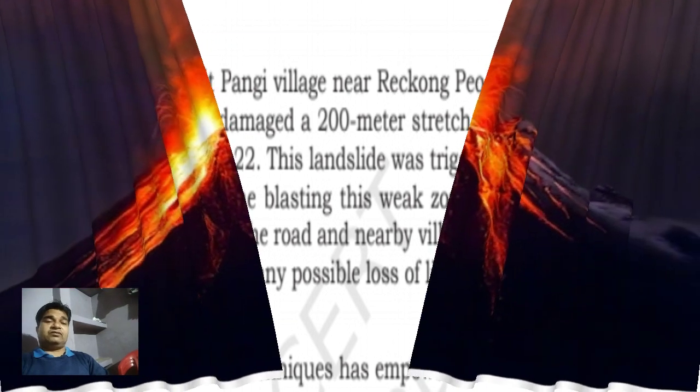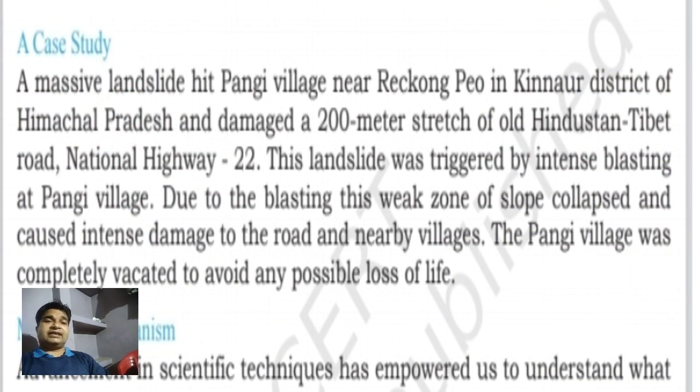So let's continue with the book. A case study about landslides. A massive landslide, massive means very big, hit Pangi village near Reckong Peo in Kinnaur district of Himachal Pradesh. So we are seeing one example of a landslide, and it damaged a 200-meter stretch of the old Hindustan Tibet road. I showed you in the beginning itself how the road is broken. National Highway 22. This landslide was triggered by intense blasting at Pangi village.